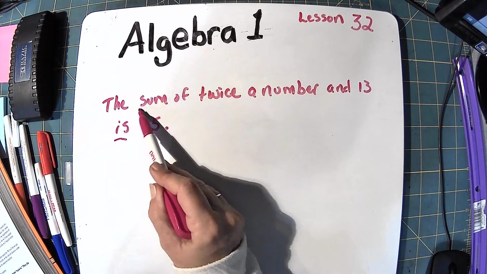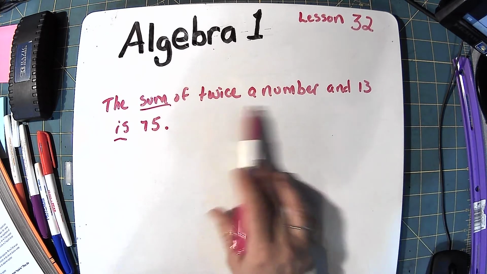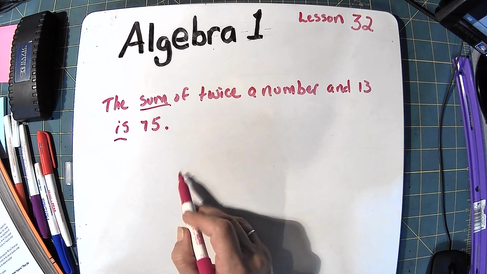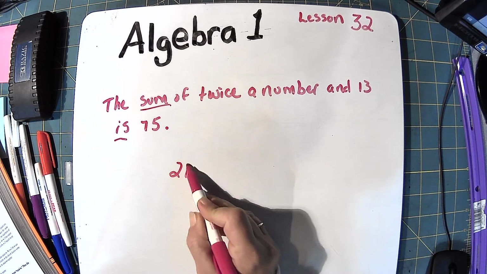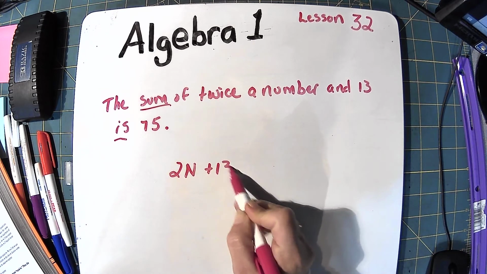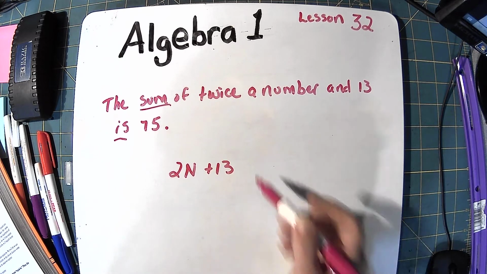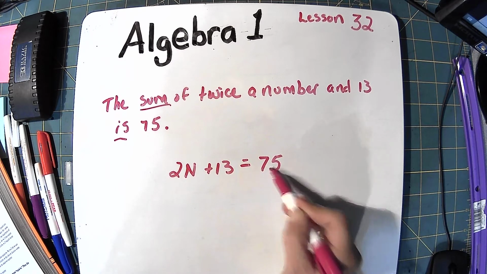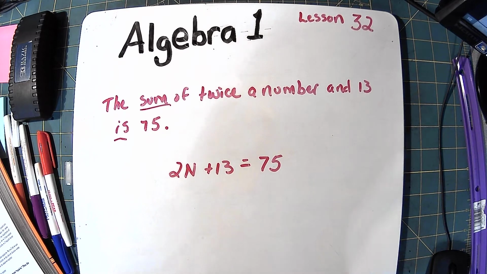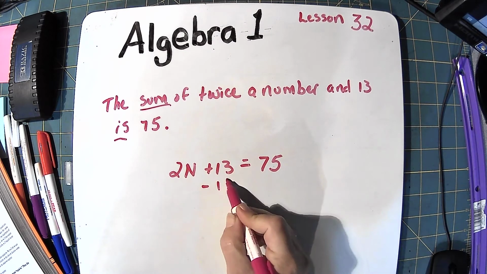So we need the sum. That means we're going to add twice the number and 13. So twice the number will be 2n plus 13. That's the sum of twice the number, 2n, and 13, is 75. So now all we have to do is solve, since we have an equation here. So we're going to subtract 13 on both sides.